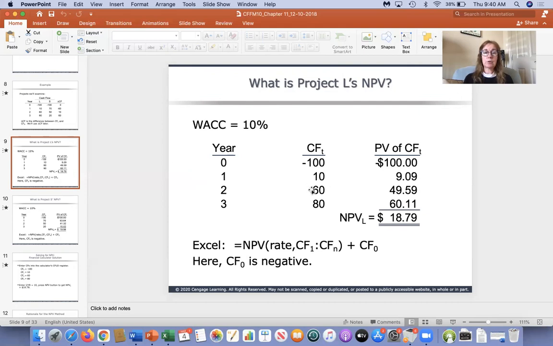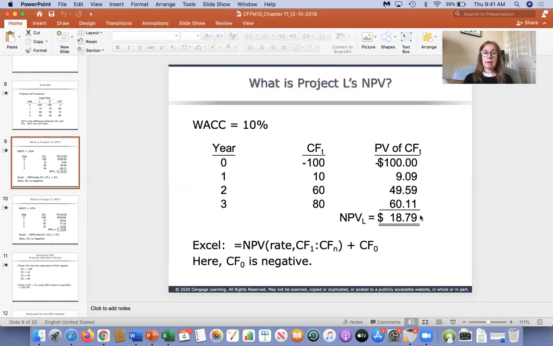Okay, and then in year two, the cash flow is $60. You have to bring that back to the present value. So it's $60 divided by 1.1 squared, and you get $49.59. Last cash flow, $80, divided by 1.1 cubed, you get $60.11. You net this all out, and we have a net present value of $18.79.